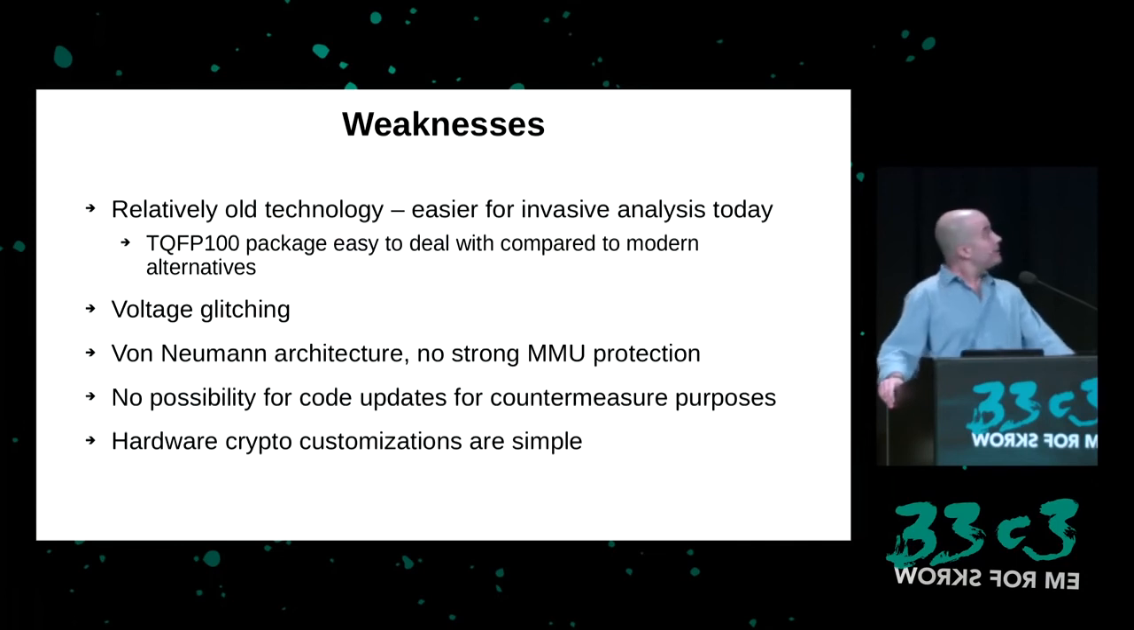A few of the weaknesses that I identified in this system were that the ACP I studied is relatively old technology, almost 20 years old, so this makes it a lot easier for invasive analysis today than when it was brand new. The TQFP100 package is quite easy to deal with compared to modern alternatives. The chip is susceptible to voltage glitching. It's a von Neumann architecture without strong MMU protection preventing code to be executed from RAM.